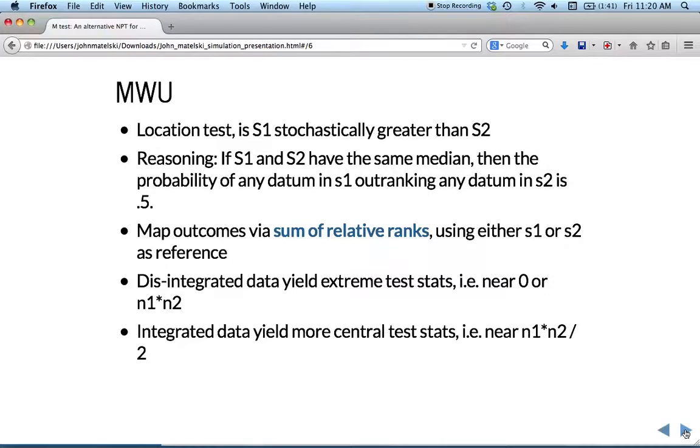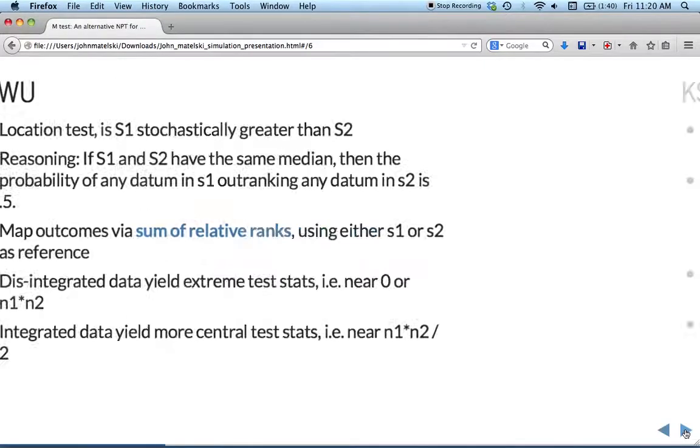So you'll get 0 or 25. So we see disintegrated data gives us sort of extreme test statistics, and very integrated data, like if your fingers were completely overlapping and you count the outrankings, it's much closer to 10 or, depending on how you hold your hands, it's going to be something central to that range.